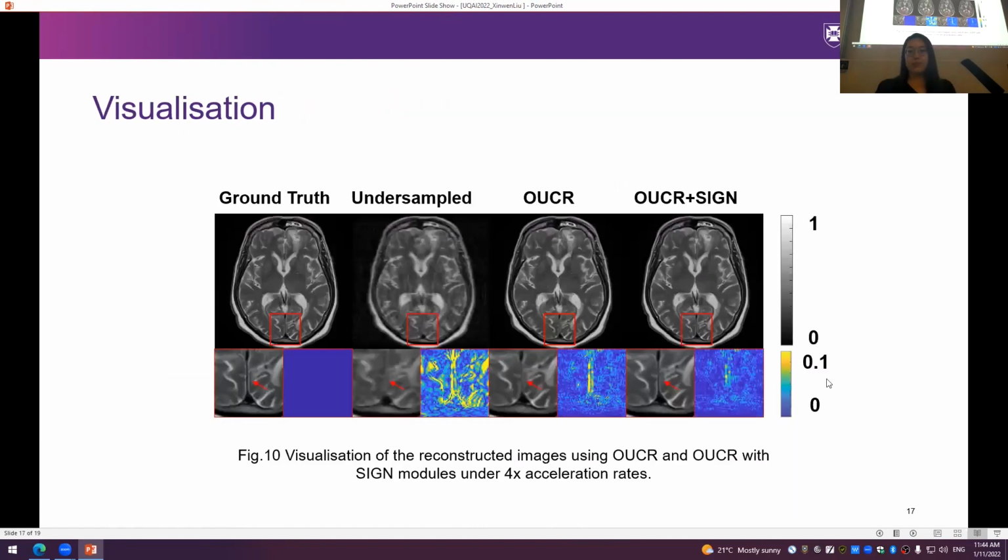And this is another example of the proposed method on the OUCR baseline. You can see this is the result of the OUCR reconstructed image. It looks promising, but with the proposed method, it further improved the detailed information.